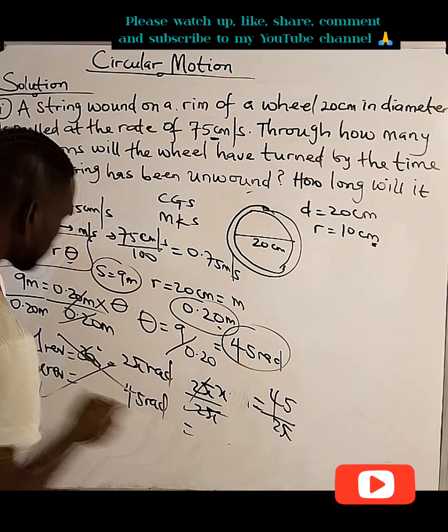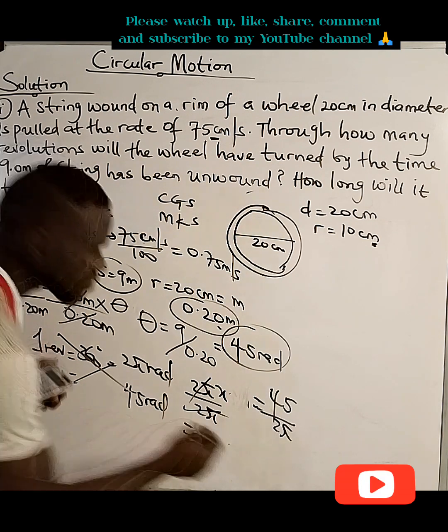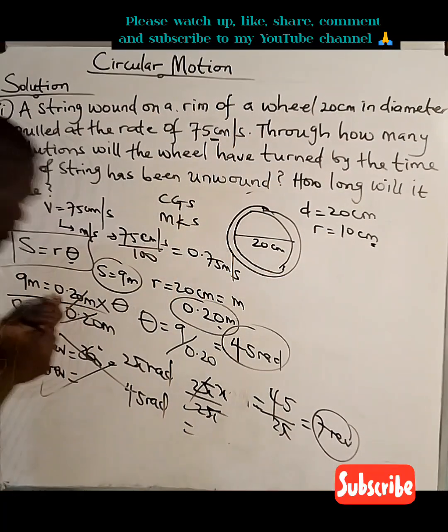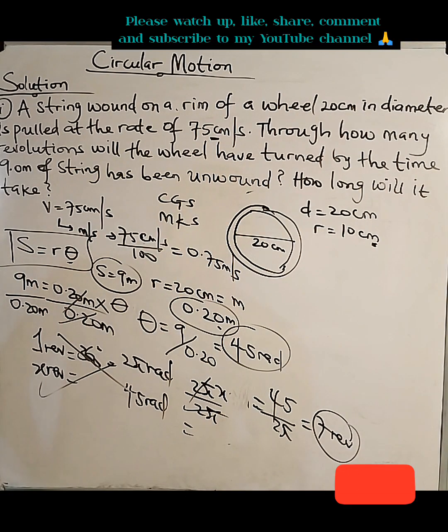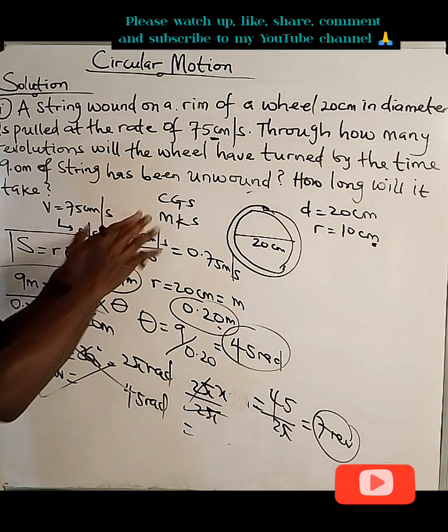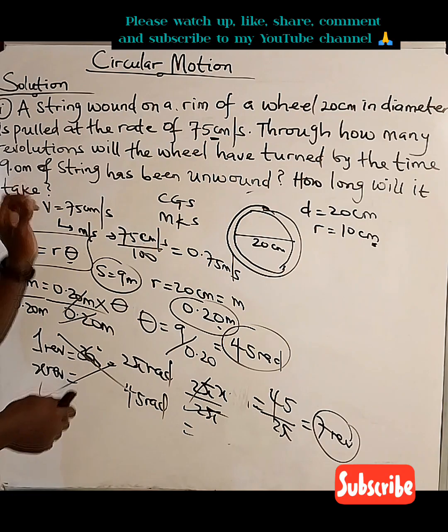So what do we have? 45 divided by 2 pi. Let's use our calculator to solve that. 45 divided by 2 pi will give us 7.16. That's about 7 revolutions. That was the right answer. So right here we have 7 revolutions. So this whole setup makes 7 revolutions for 9 meters to be unwound.